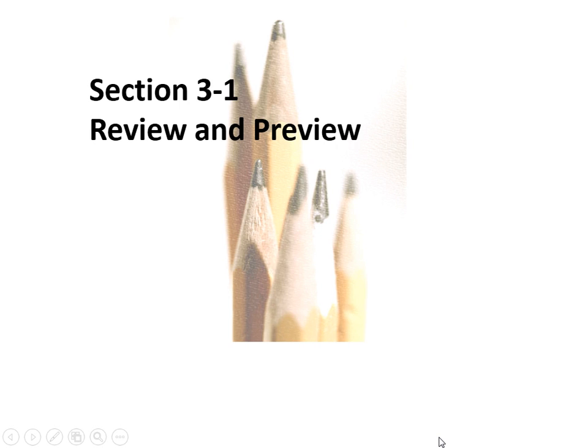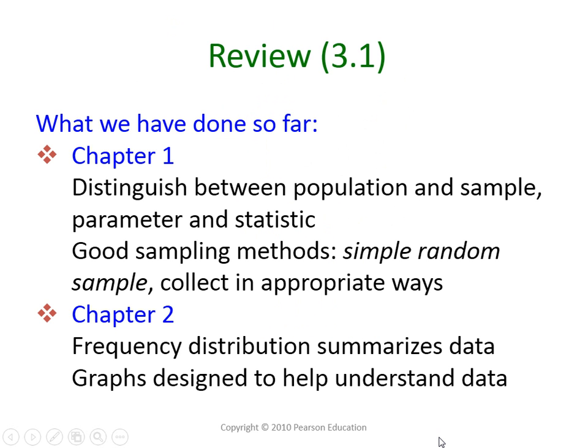Throughout this chapter we're going to start calculating how much variance there is between different values and what those things mean. So just a quick review of what we've done. In chapter 1, we distinguished between population and sample. If you're figuring out a calculation about the population, that's called a parameter. If you're finding a calculation about the sample, that's called a statistic.